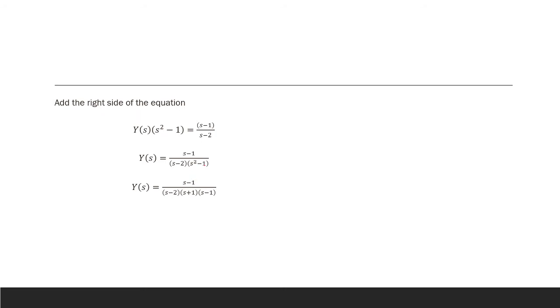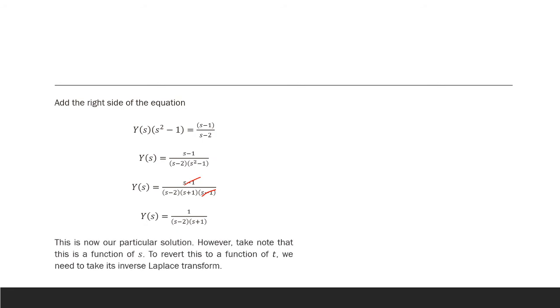Next, i-factor out natin yung s squared minus 1. So, we will have, this is s plus 1 saka s minus 1. So, makakancel na tong s minus 1 sa taas saka s minus 1 sa baba. So, y of s natin will be 1 over s minus 2 times s plus 1. Now, this is actually already our particular solution. Kaso, mapapansin, wala pa siya sa original niyang variable. Nasa s pa siya. So, therefore, we are now on the third step.